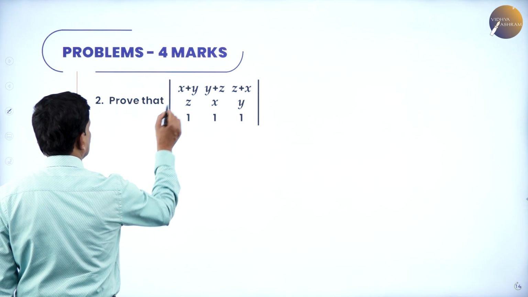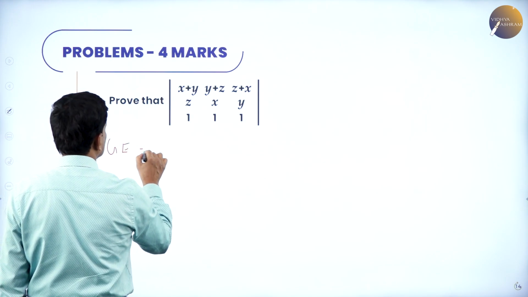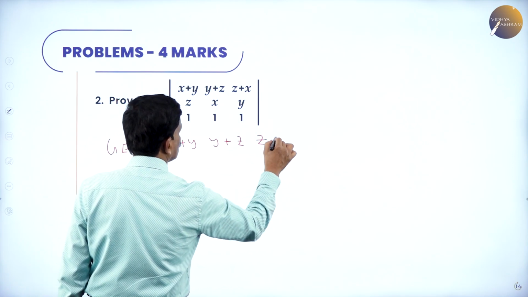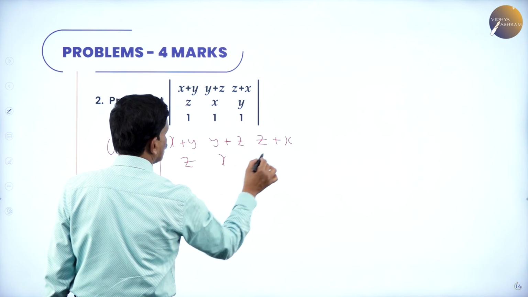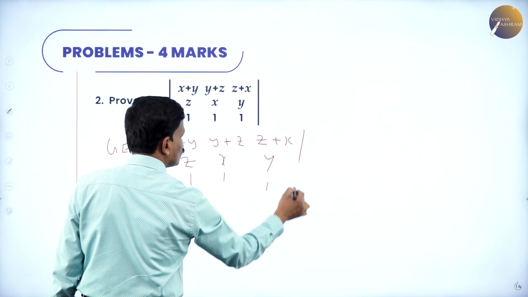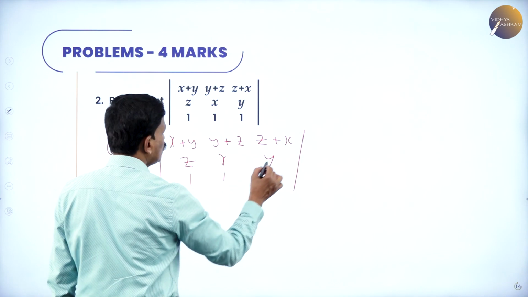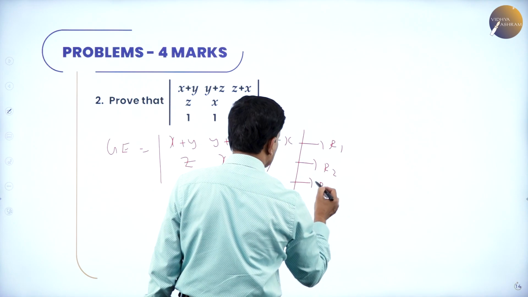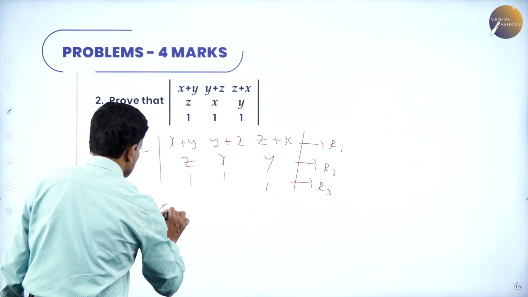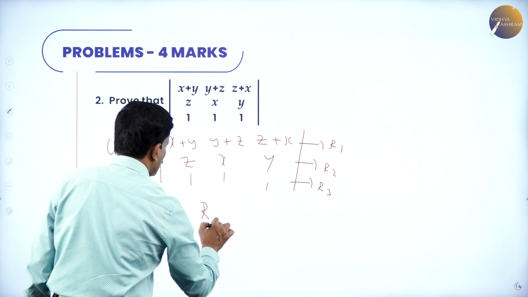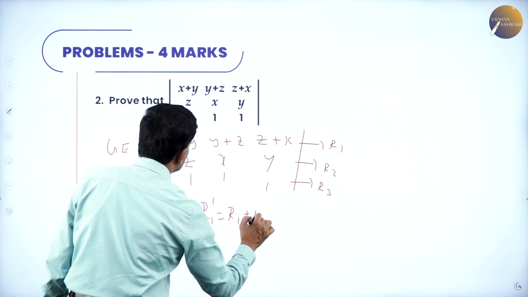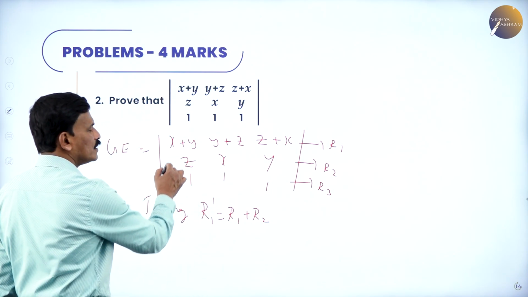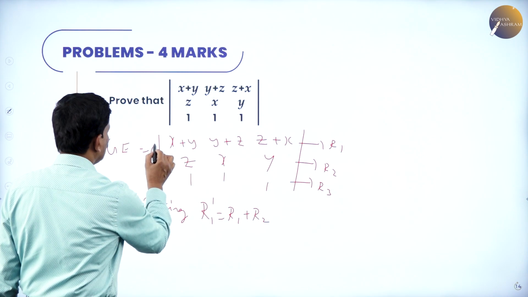Now, let us take the given equation. The given determinant has rows x plus y, y plus z, z plus x; then z, x, y; then 1, 1, 1. Keep in mind, these are R1, R2 and R3. Now, taking R1 dash is equal to R1 plus R2. That means add these two, R1 and R2.